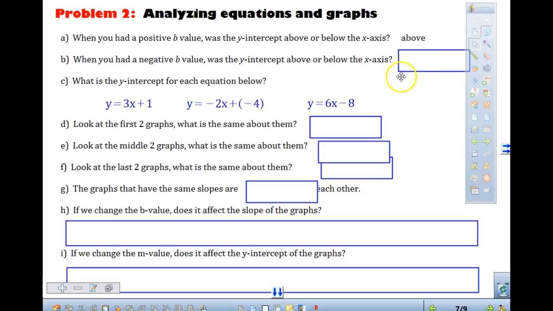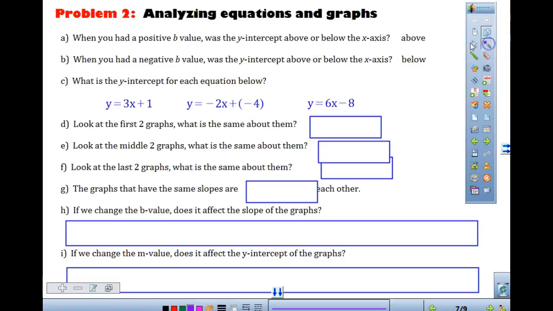So when it was negative b, where was it? It was below. This next one says, what is the y-intercept in each of these equations? So I want you to write right behind this first one. We're going to write down b, and we're going to put b equals what? b equals 1. Then please write the ordered pair right below that. What would the ordered pair be? 0, 1.